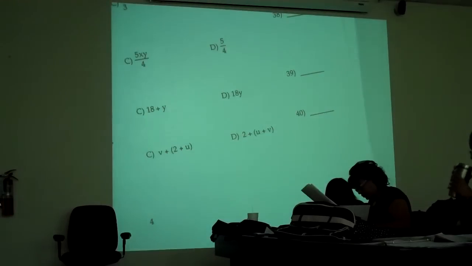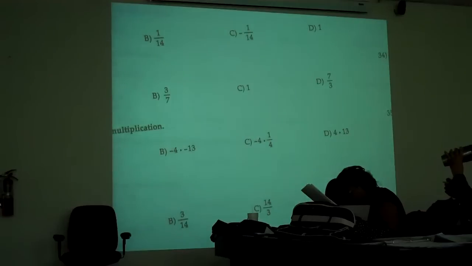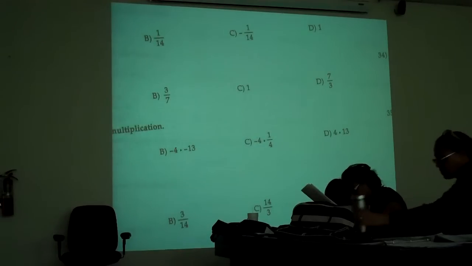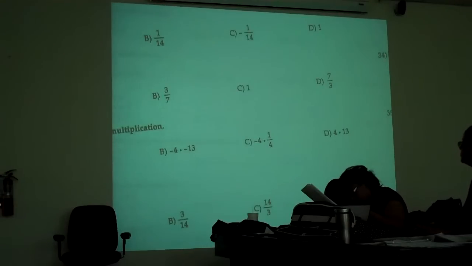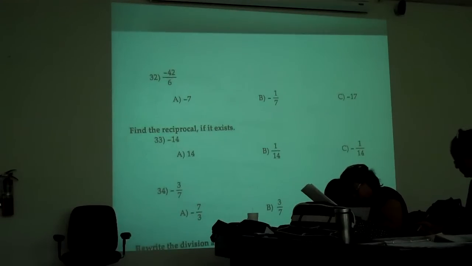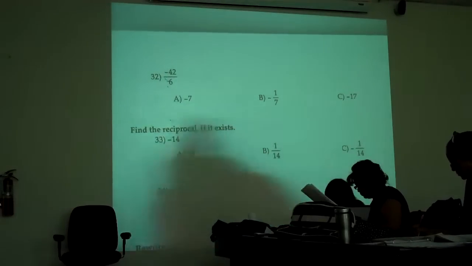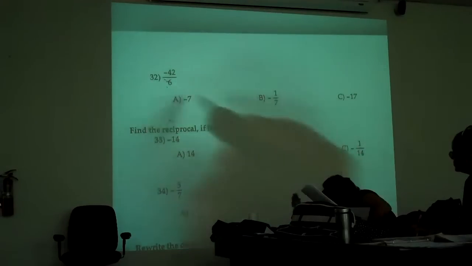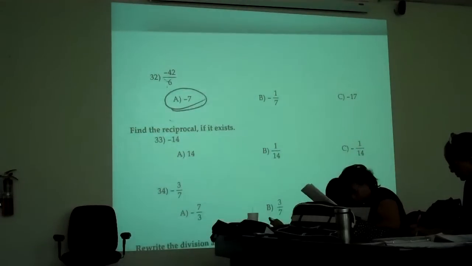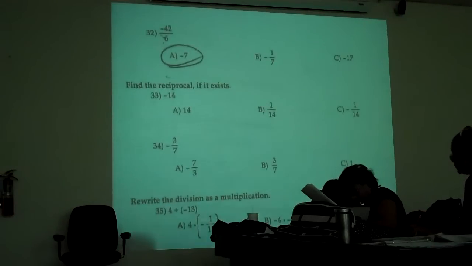Okay. Negative 42 divided by 6. Yeah, with the answer, it's pretty obvious it's 7, but it's not going to be multiple choice, so make sure you learn your multiplications if you don't know them.